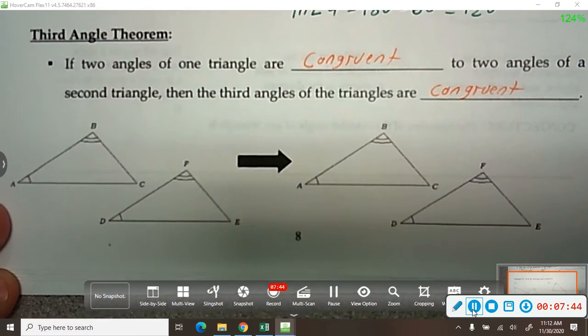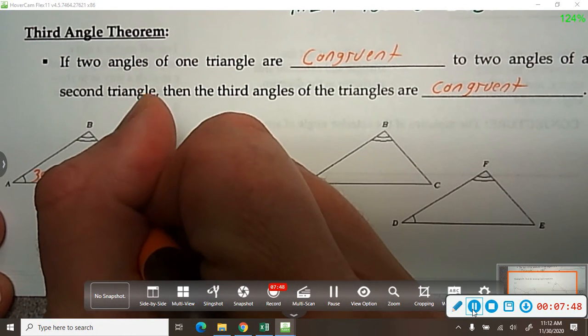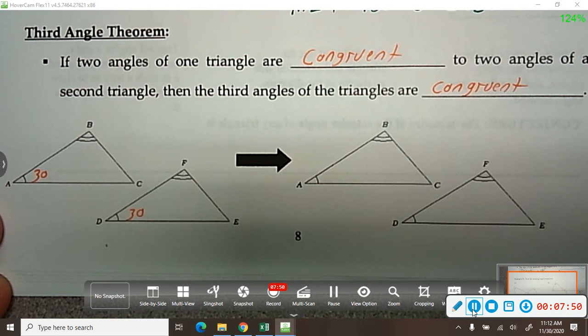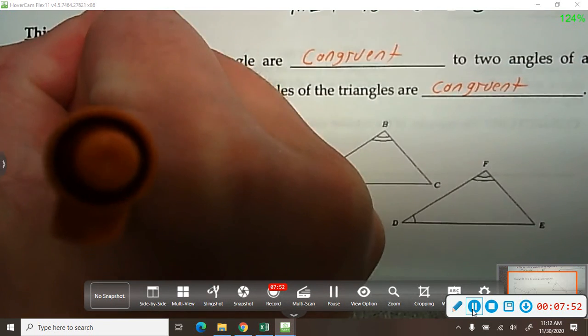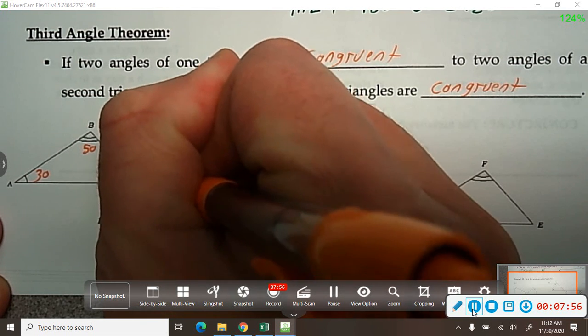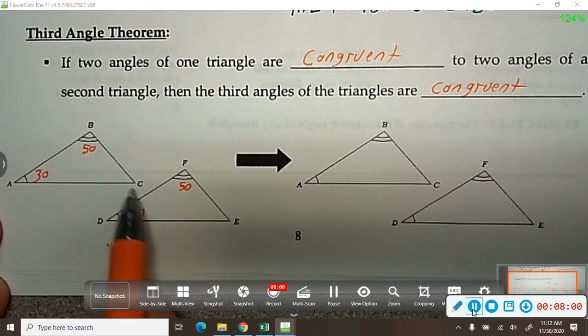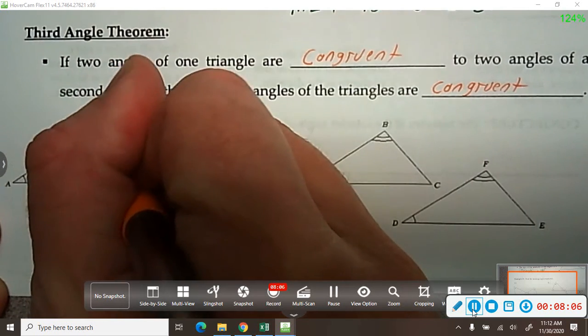So what that's saying, like say you knew this was 30 degrees and you knew this was 30 degrees. And then you knew this was 50 and that was 50. Well then, that means that this must equal this. So that'd be what, 100 degrees left? So that would mean that this has to equal the same also.